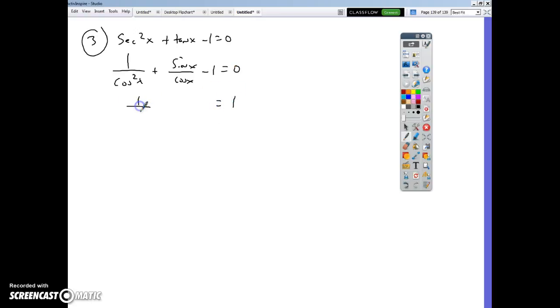So I've got 1 over cosine squared x plus sine x over cosine x. Agreed? Yeah. All right. And I want to multiply these. You want to make a common denominator? Well, yeah, but I want to see if I can multiply the right side by another cosine x instead of doing the crossing.